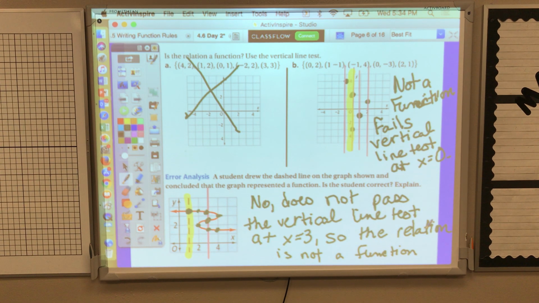That's what we'll be working on for today: determining if a relation is a function and identifying the domain and the range.